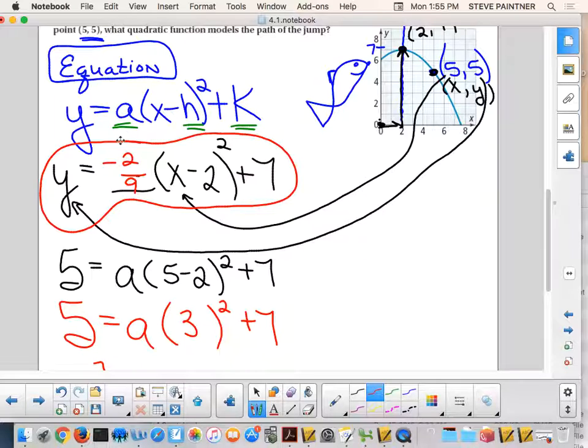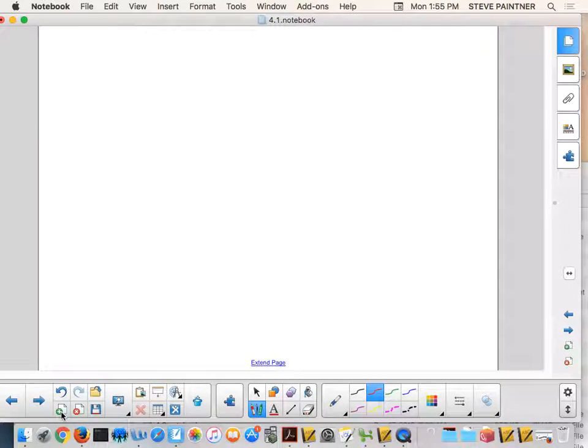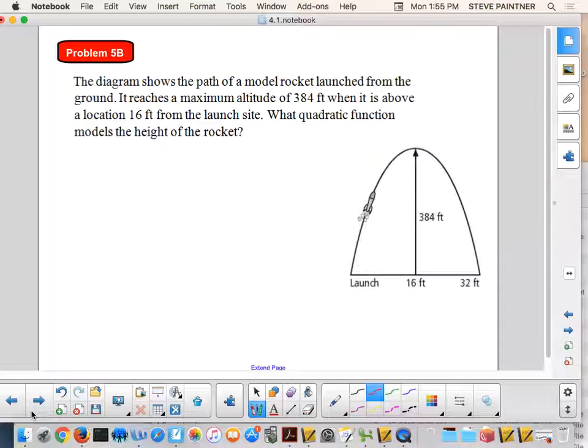Now we got a picture of where the dolphin was at time 0. Now it's a rocket problem. Same problem, it's a rocket. Hey guys, the rocket goes up, the rocket comes down. What's the path of the rocket? I want the formula, I want the equation.